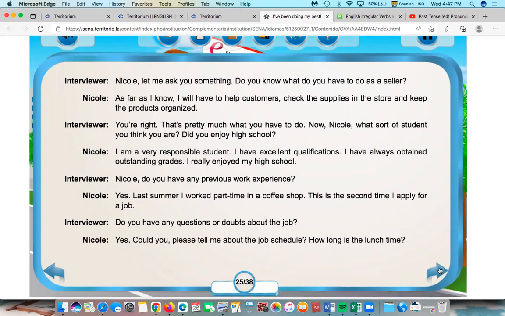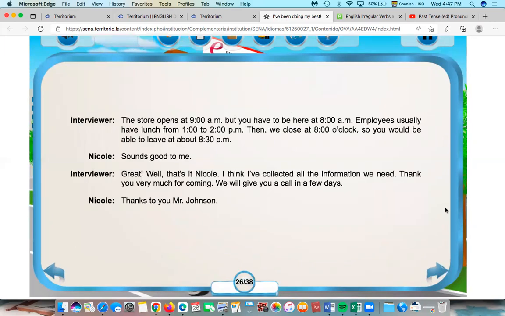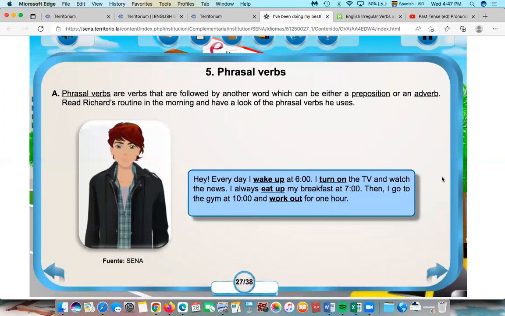I'm going to move to the final part, which is phrasal verbs. Have you heard of phrasal verbs? It's an expression with a verb plus a preposition. Yes, a preposition. Nicolas, you can continue. No, that was great. That was perfect.